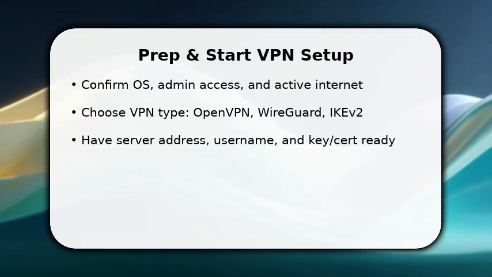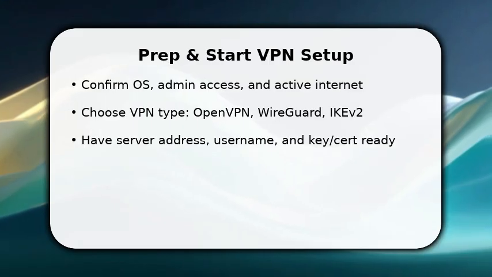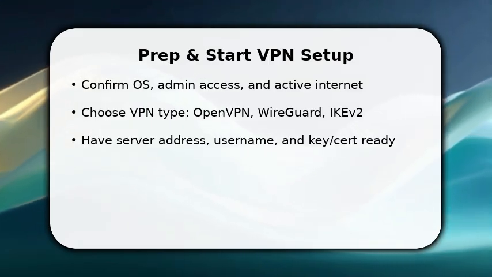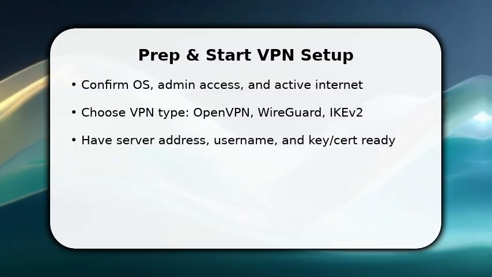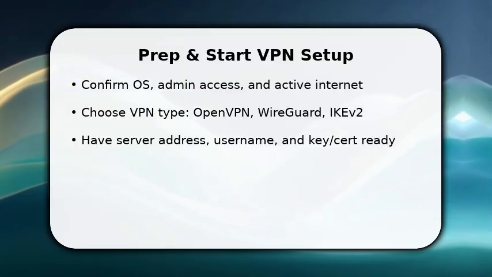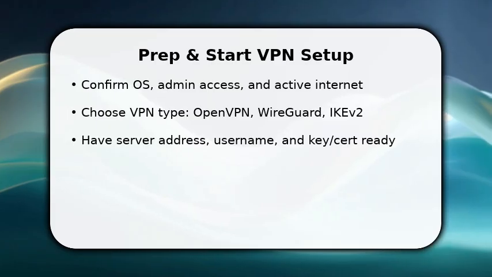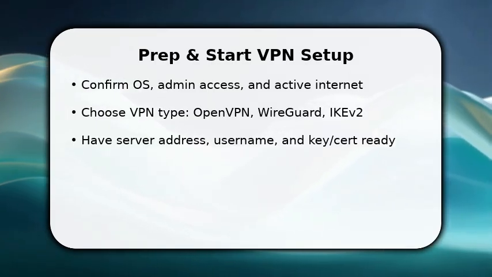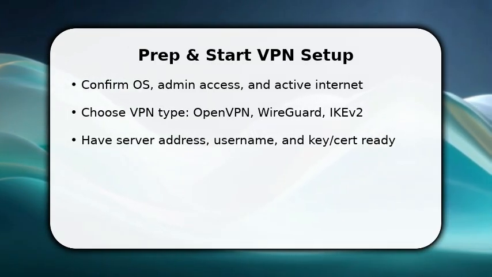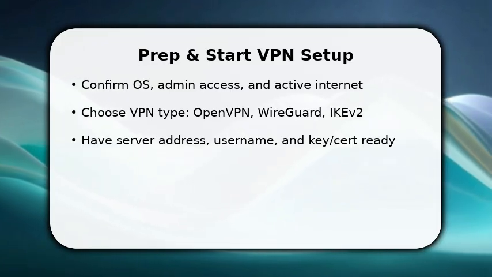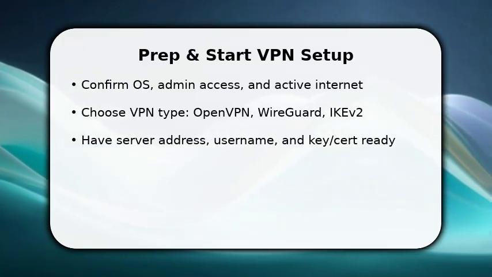You begin by preparing what you need. Confirm you have admin rights, a stable internet connection, and the server details. Next, pick the VPN protocol: OpenVPN if you need compatibility, WireGuard for speed, or IKEv2 for mobile stability. Once decided, download the client or ensure built-in support is enabled.